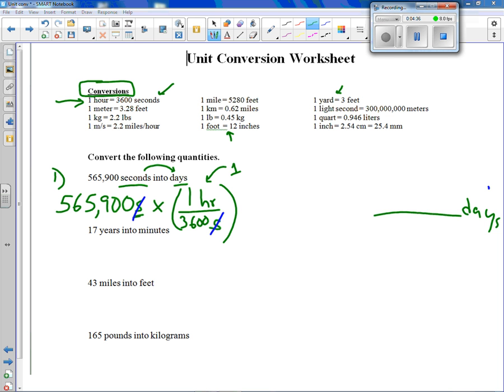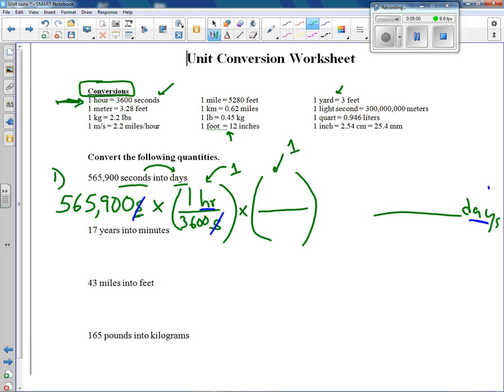So what we have right now is we've canceled our seconds in the numerator and denominator because we know there's 3,600 seconds in an hour. We got that from right up here. Now, what we're left with at this point is the unit of hours, and we don't want that. We want the unit of days. So we're going to multiply again by some ratio that, you guessed it, is equal to 1.